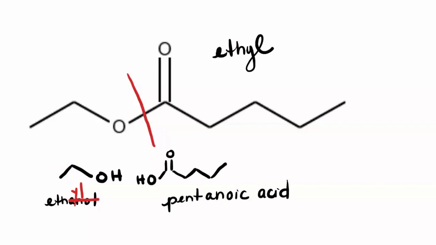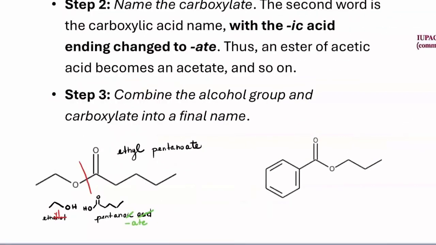Next, in a separate word, I'm going to take the carboxylic acid name and take away the ic acid and replace it by ATE. So the suffix goes from ic acid to ATE. So the second word to name this ester is going to be pentanoate. The name of this ester is ethyl pentanoate. Let's look at the next example.